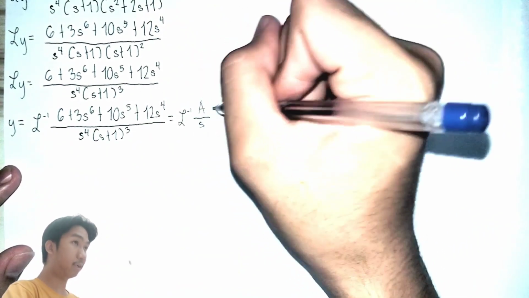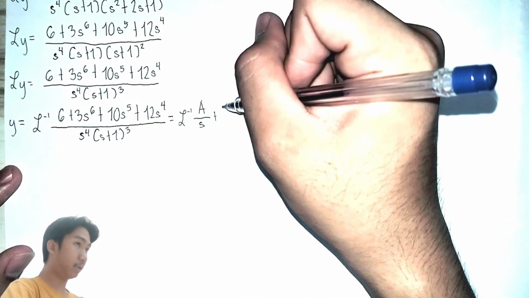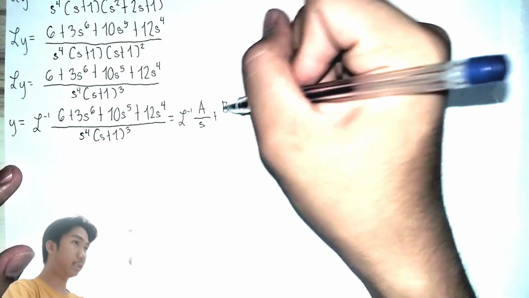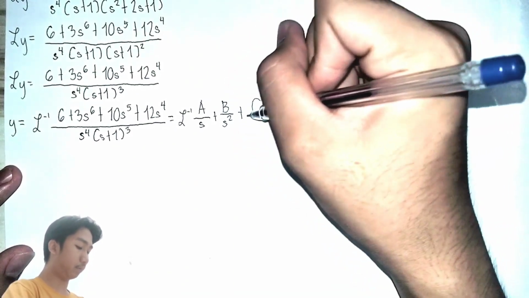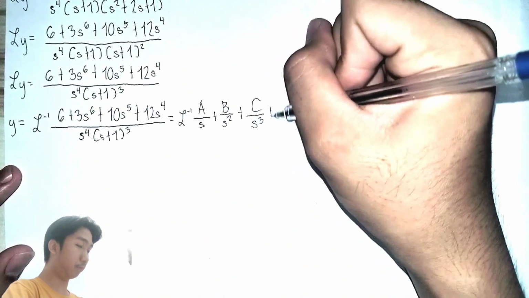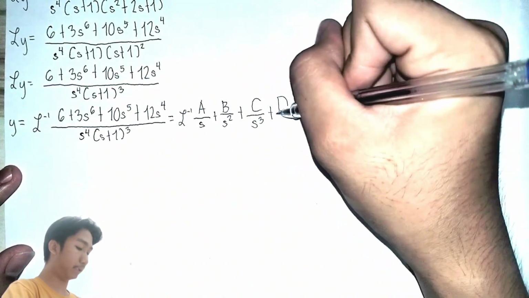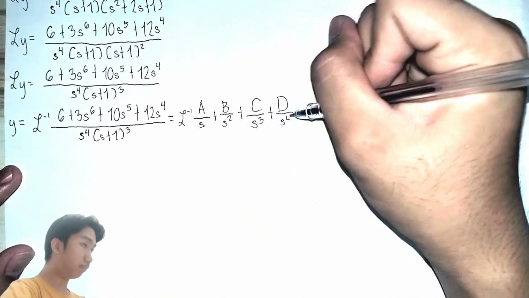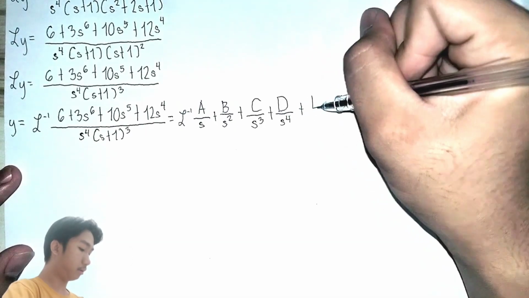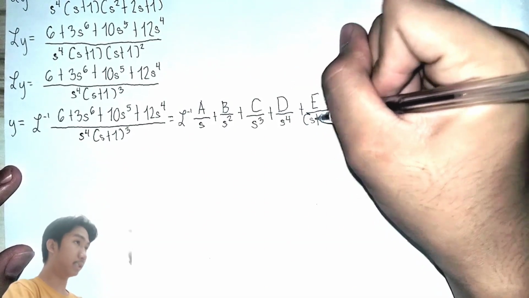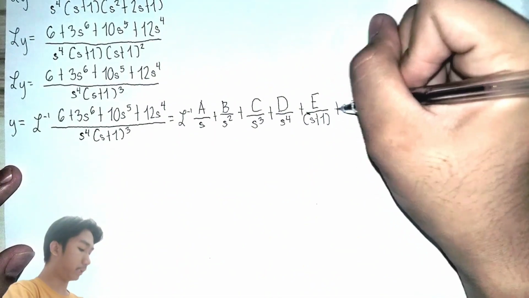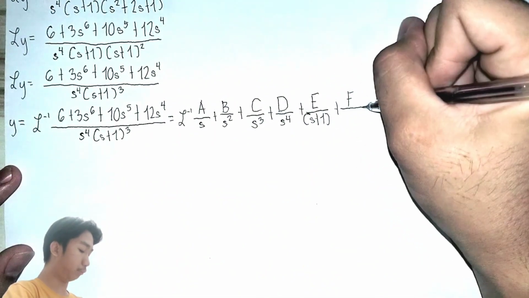is equal to the inverse Laplace of a all over s plus b all over s squared plus c all over s cubed plus d all over s raised to 4 plus e all over s plus 1 plus f all over (s plus 1) squared plus g all over the quantity of (s plus 1) cubed.